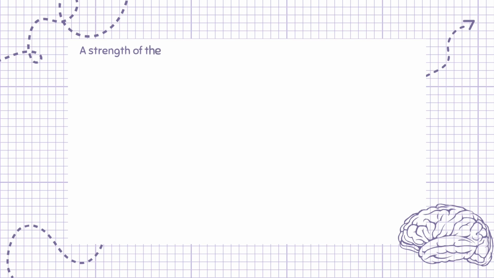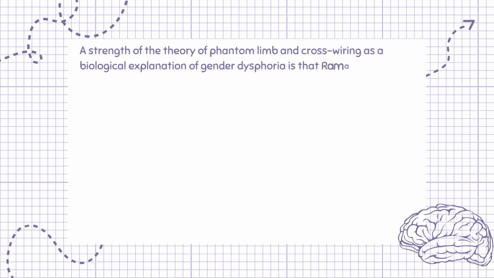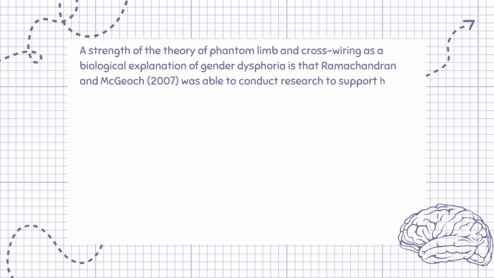A strength of the theory of phantom limb and cross-wiring as a biological explanation of gender dysphoria is that Ramachandran and McGeoch, 2007, was able to conduct research to support his theory.